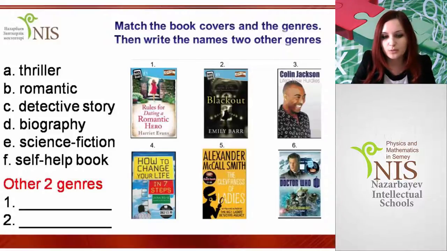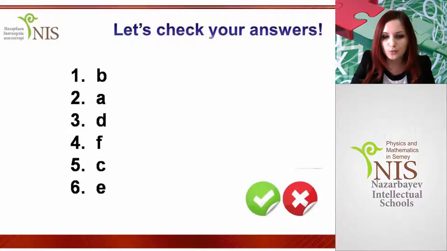For example, A, B, or C. You have to choose. So, are you ready to check your ideas? Let's see. The first one was B. Number two, this is A. Number three, D. Number four, this is F. Five, C. And six, this is E.